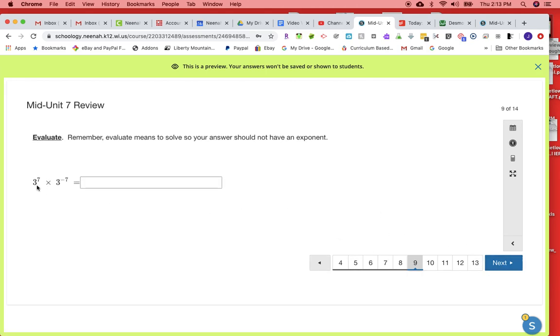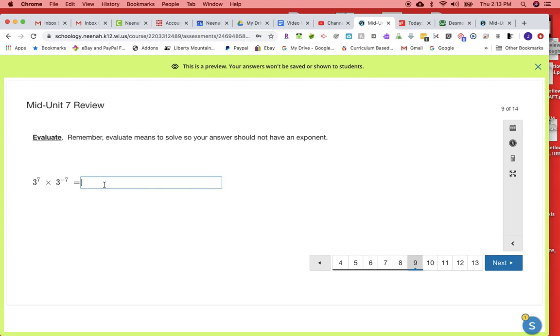All right, 3 to the 7th times 3 to the negative 7th. If you wanted to, you could put this in Desmos, and I'll show you. But our rule is we're going to add our exponents. So 7 plus negative 7 is 0. So 3 to the 0 power.